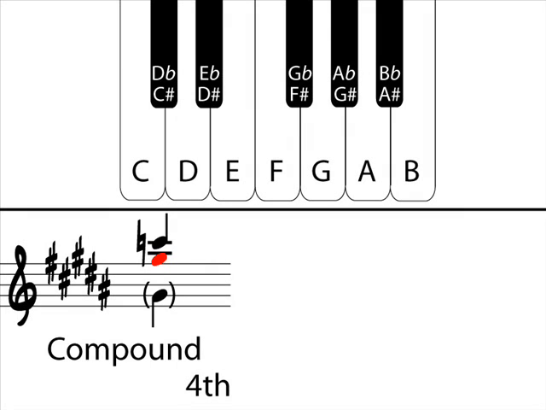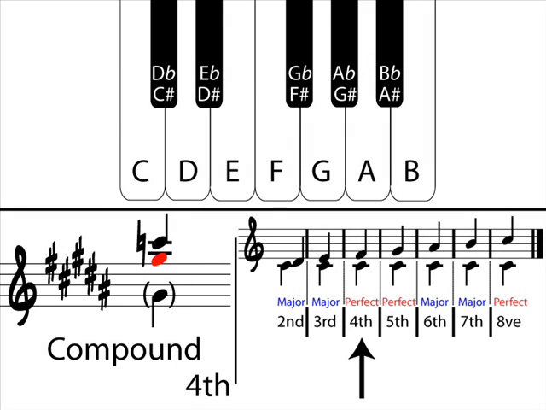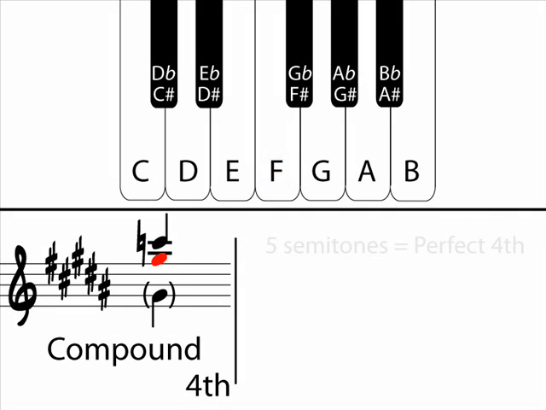Jot that down. We now compare our interval to a perfect fourth from C major. Here's the C on the keyboard. To C sharp is 1 semitone. To D is 2. D sharp is 3. E is 4. To F is 5. Therefore, 5 semitones equal a perfect fourth.